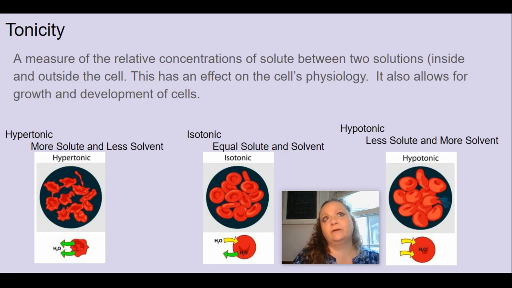Isotonic means that they're fairly equal. It's an equal concentration inside and outside. And so there's no net movement of water. It's going to move back and forth pretty freely, just like you see in the diagram. Hypotonic has less solute and more solvent. So think of this as like it's waterlogged. It's got lots and lots of solvent. And so in that case, the water is actually going to move into the cell. And all of this is an effort to reach that isotonic state.